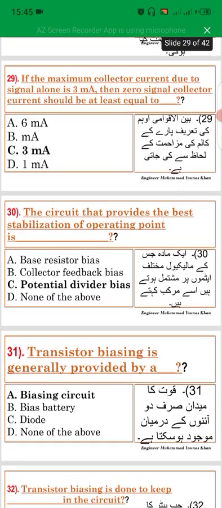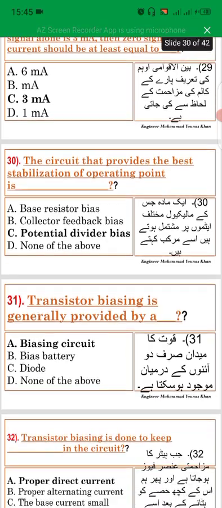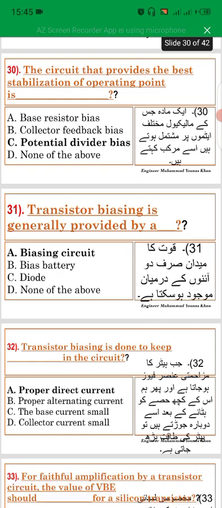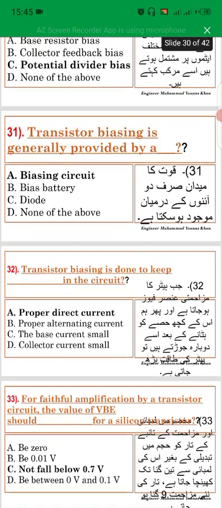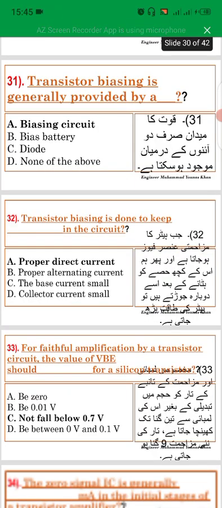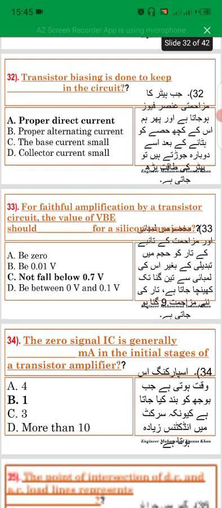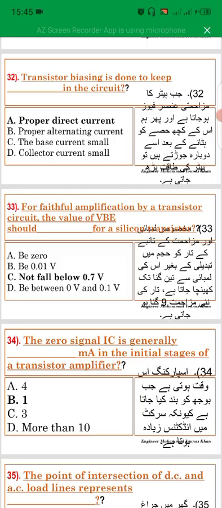If the maximum collector current due to signal alone is 3 milliampere, then zero signal collector current should be at least equal to 3 milliampere. The circuit that provides the best stabilization of operating point is potential divider bias. Transistor biasing is generally provided by biasing circuit. Transistor biasing is done to keep proper direct current in the circuit.